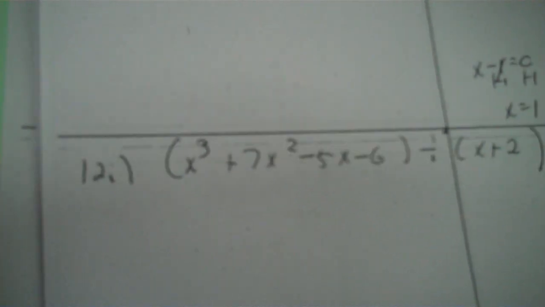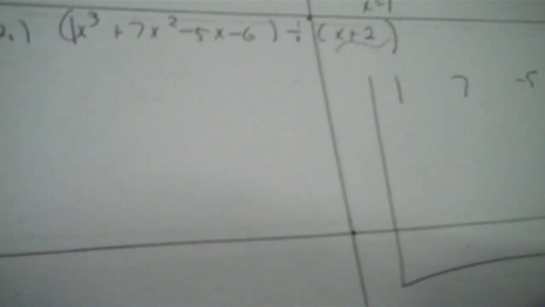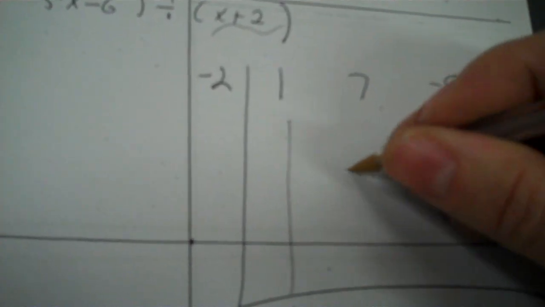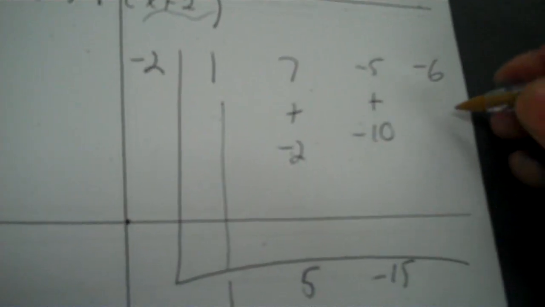Number 12, x to the third plus 7x to the second minus 5x minus 6 divided by x plus 2. Okay? So we have 1, 7, negative 5, negative 6. Remember, those have to be negatives. Take that x plus 2, set that equal to 0. That's negative 2. So negative 2 is my divisor. 1 times negative 2 is negative 2, then I add, that's 5. 5 times negative 2 is negative 10, then I add, that's negative 15. Times negative 2 is 30. Yeesh, I don't get 0, do I?